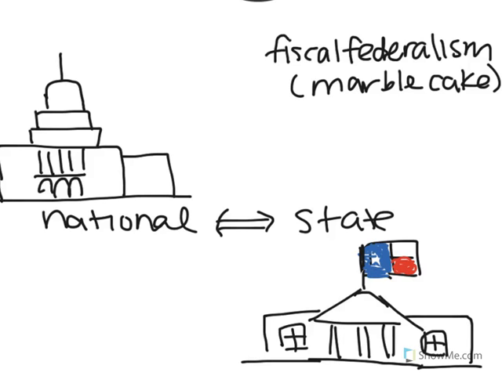Fiscal federalism is the pattern of spending, taxing, and providing grants in the federal system in order to influence the state government. This is done through grants and aid or funds appropriated by Congress for distribution to state and local governments. There are three types of grants that the federal government provides.